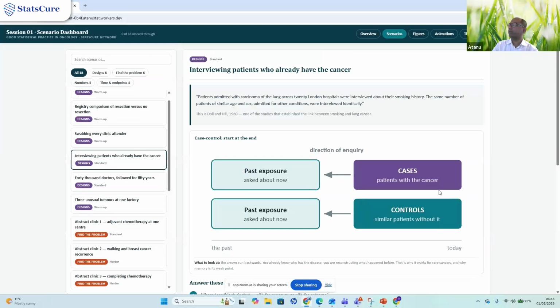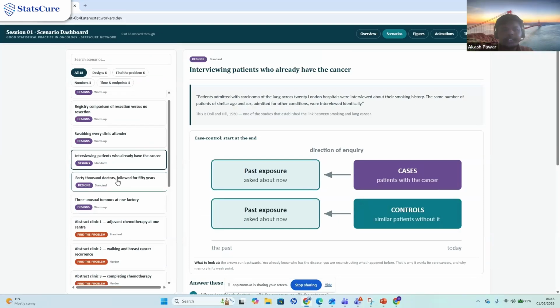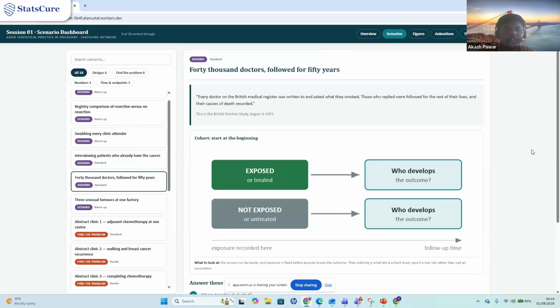Could we go to the next one? Here, every doctor on the British Medical Register was written to and asked what they smoked. Those who replied were followed for the rest of their lives and their cause of death recorded. So they are noting the exposures and then who develops what. So what kind of design can it be?